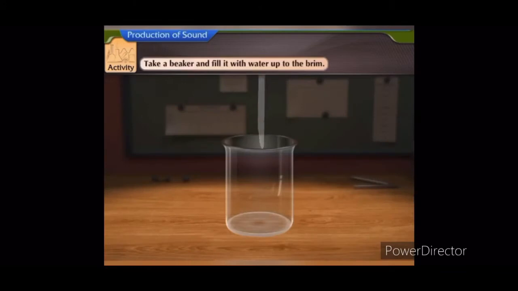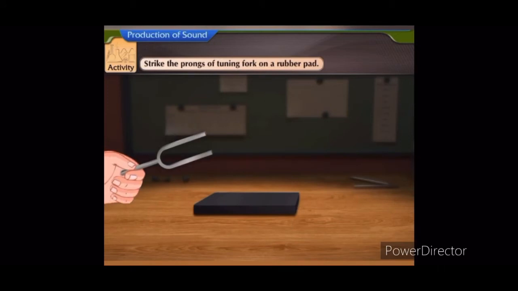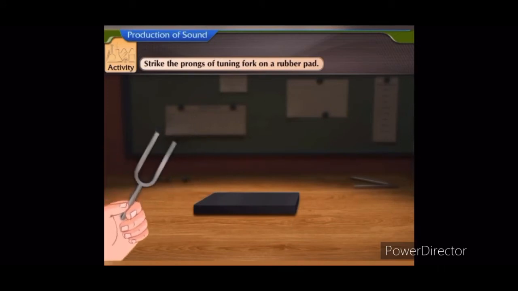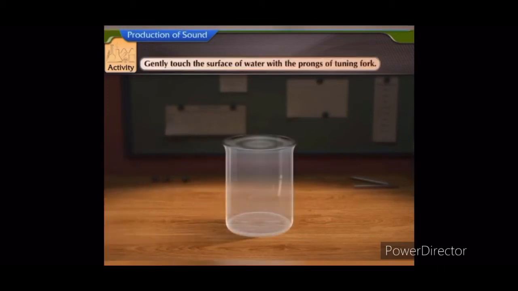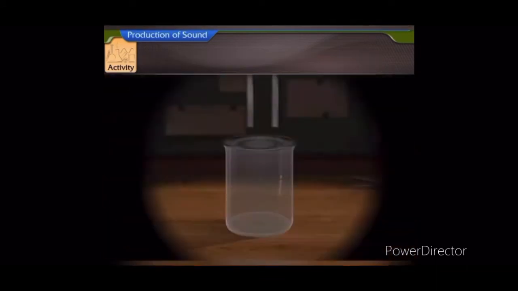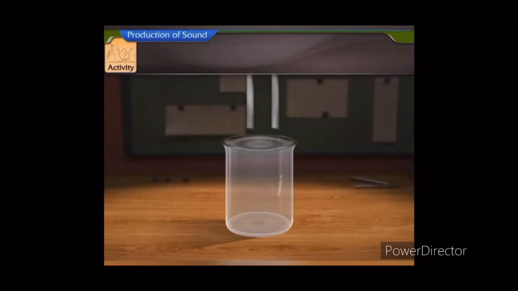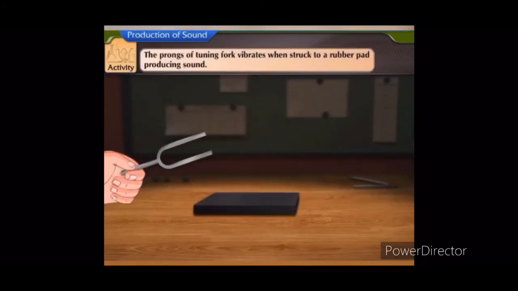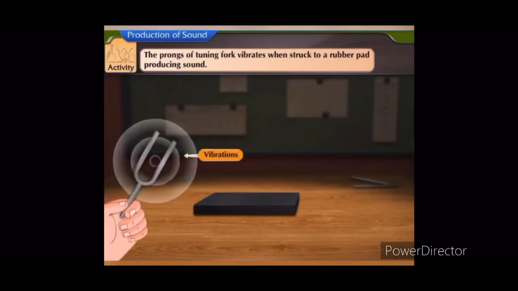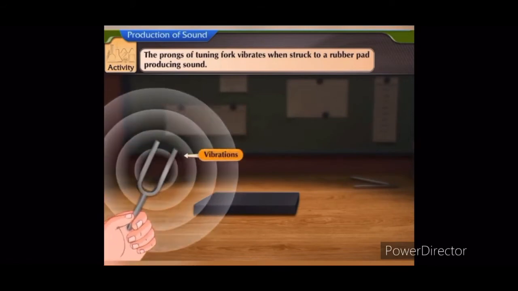Let us perform another activity with the help of tuning fork. Take a beaker and fill it with water up to the brim. Strike the prongs of tuning fork on a rubber pad. Now, gently touch the surface of water with the prongs of tuning fork. You observe that the prongs splash water. This activity confirms that the prongs of tuning fork vibrates when struck to a rubber pad, producing sound.